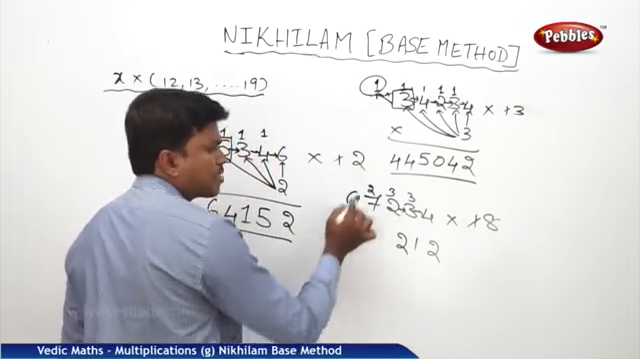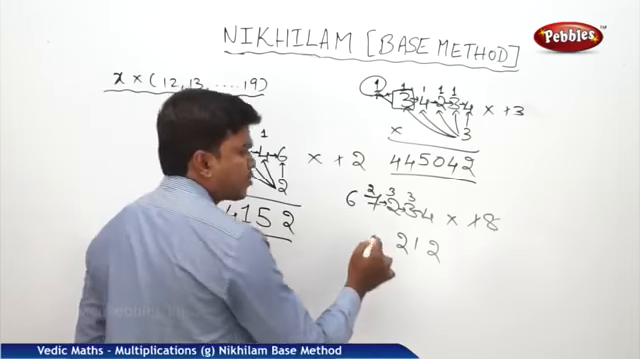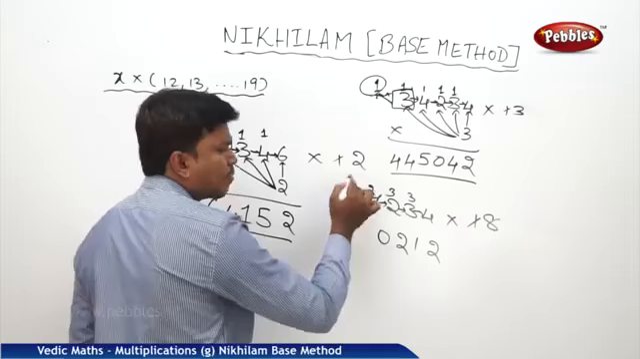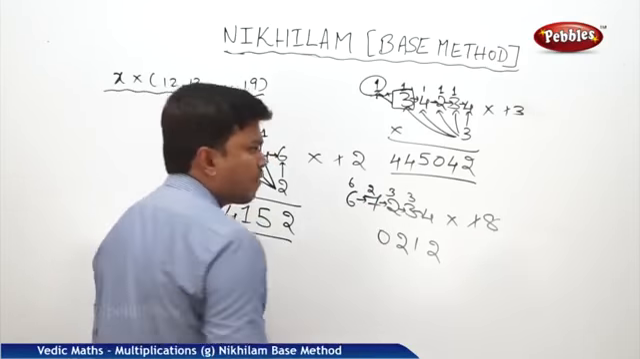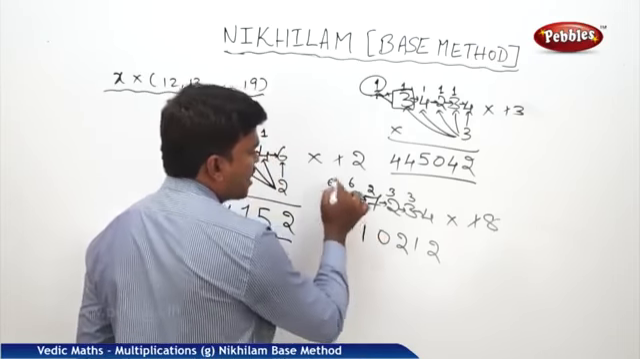8 7s are 56. 56 plus 2, 58. 58 plus right side digit 60. So drop 0, carry 6. Now 8 6 are 48. 48 plus 6, 54. 54 plus right side digit 61. So drop 1, carry 6.